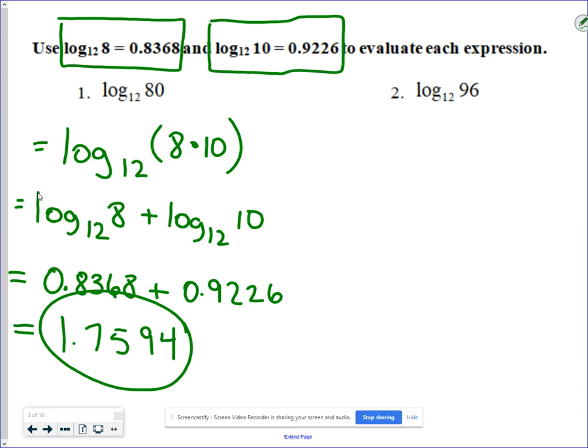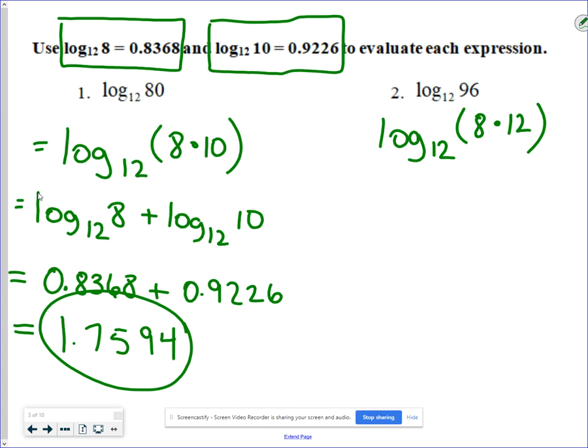Again, we're going to do number 2 like we did number 1. We're going to try to break it into log base 12 of logarithms that I know. I know log base 12 of 8 and log base 12 of 10. Okay? So does 8 go into 96? It does. So I can think of log base 12 of 96 as log base 12 of 8 times 12.